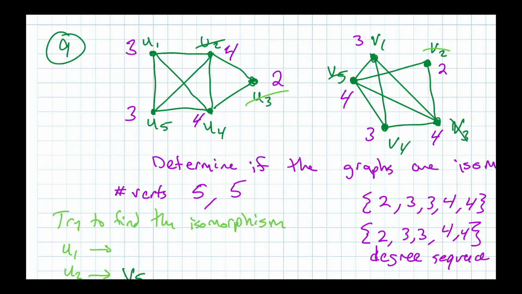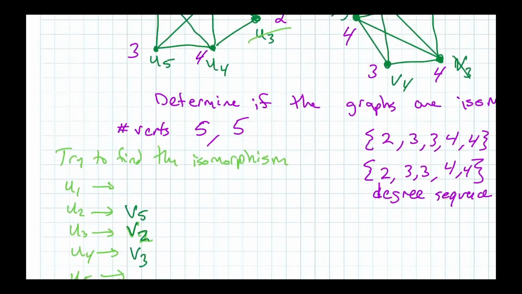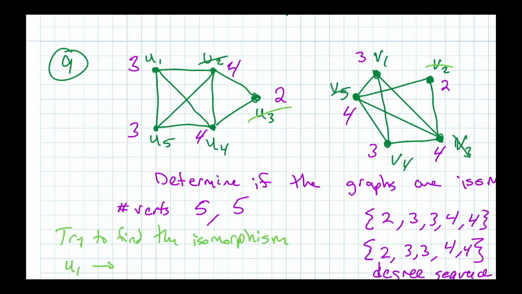Actually, sorry, let's back this up. U2, since it has degree 4, is actually adjacent to every other vertex, right? And same thing here. This U4 is adjacent to every other vertex. And this V5 is adjacent to every other vertex. And this V3 is adjacent to every other vertex. So I don't think we have to think very hard about this. I think we can just fill these in however we want. So let's just say that U2 is also adjacent to U1 and U5.